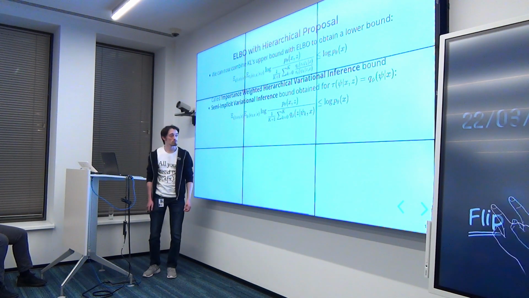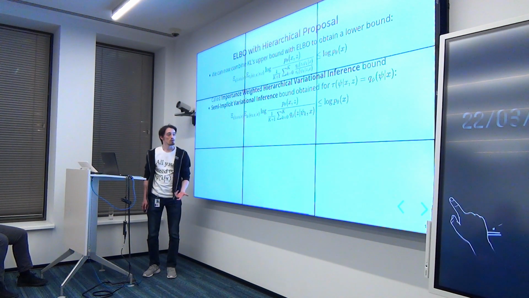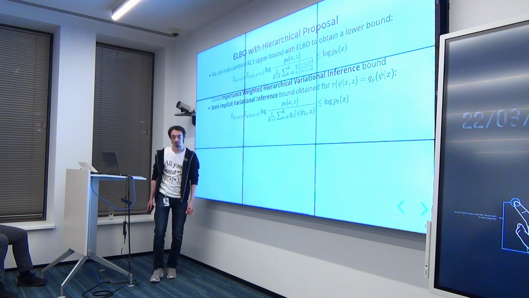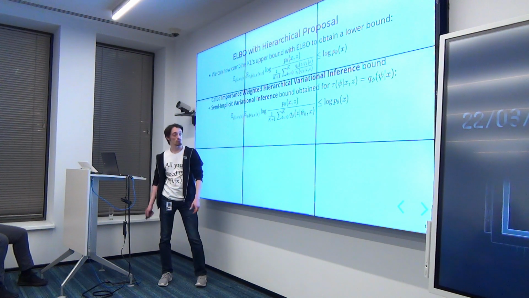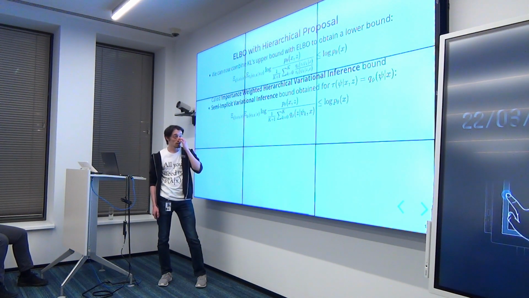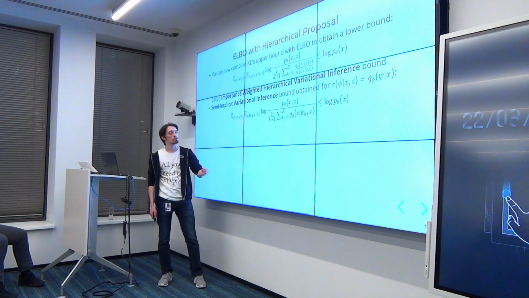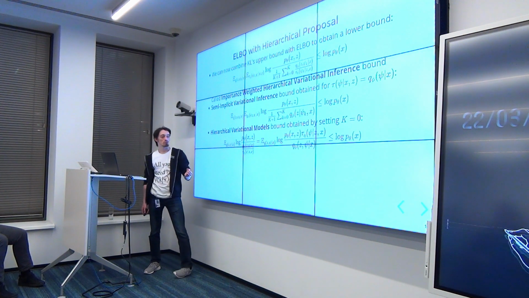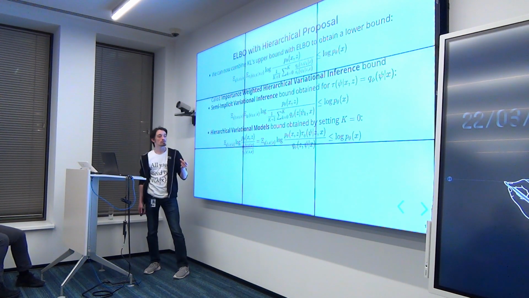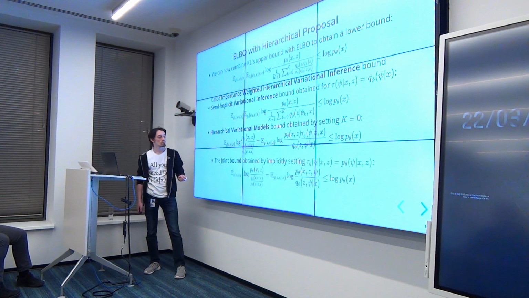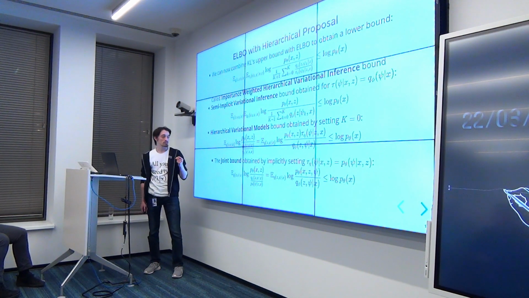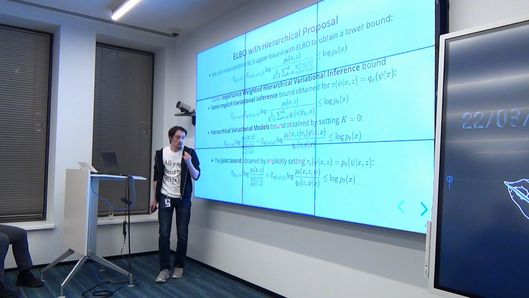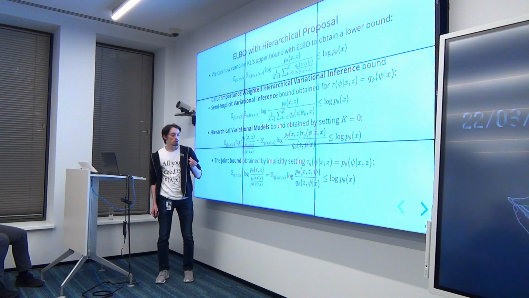Now, obviously, for some special cases, you obtain previously known methods, how the bound was actually designed. For the choice of prior on psi, you get the semi-implicit VI bound. For k equal to 0, you get the HVM bound.